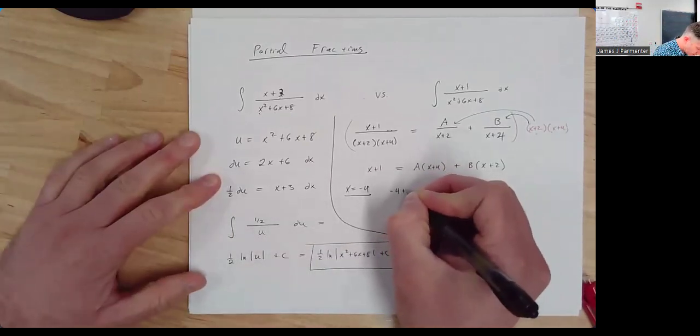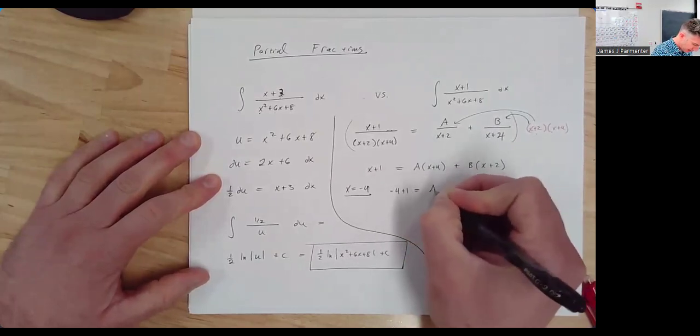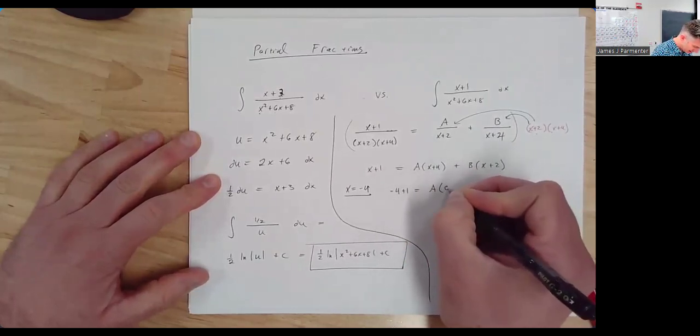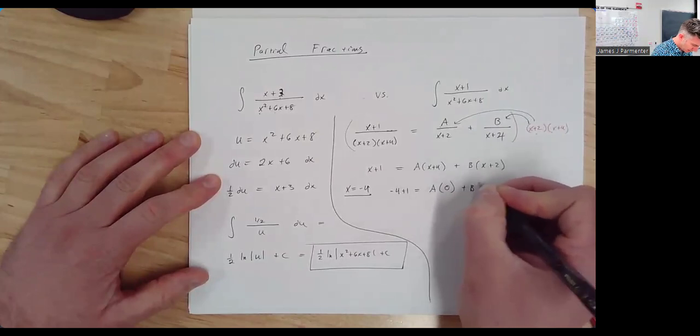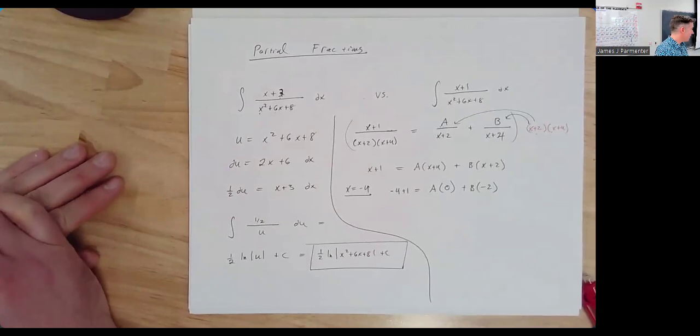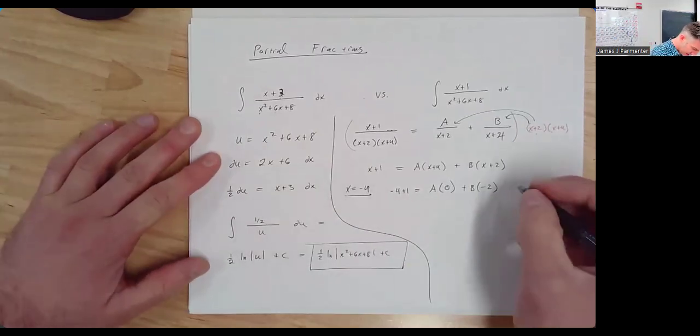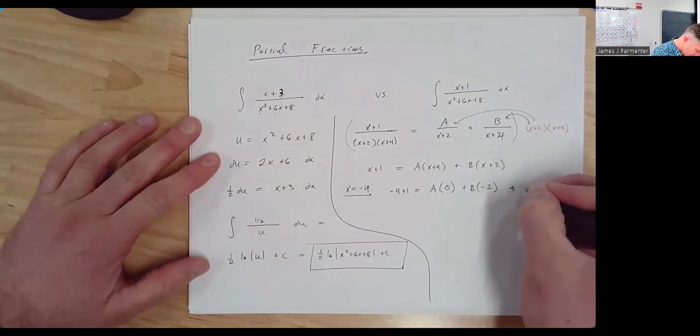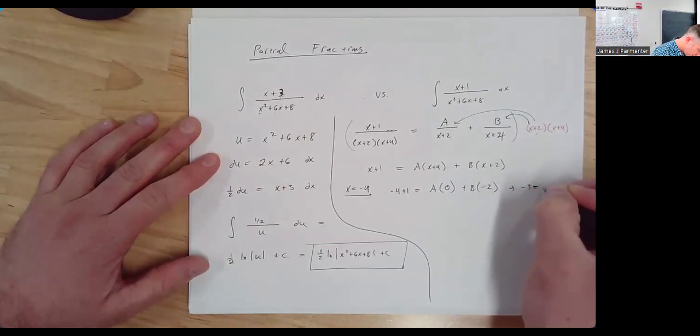I get -4 plus 1 on the left equal to A times -4 plus 4 is 0, plus B times -4 plus 2 is -2. That makes it really easy to find B. I've got -3 equal to -2B. So B is equal to positive 3/2.